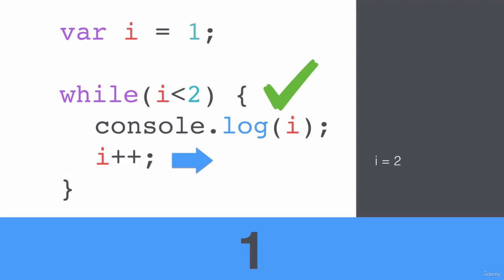Now, the next line of code inside this while loop increments I, and so I is now equal to 2. So now, after this loop is completed, the code jumps back to the beginning of the while loop and it evaluates that condition again. So is I still less than 2? Well, 2 is not less than 2. 2 is equal to 2, right? So this is now false. And that means that this while loop will stop and it will skip the loop and go to the next line of code below. So this is how a while loop works.